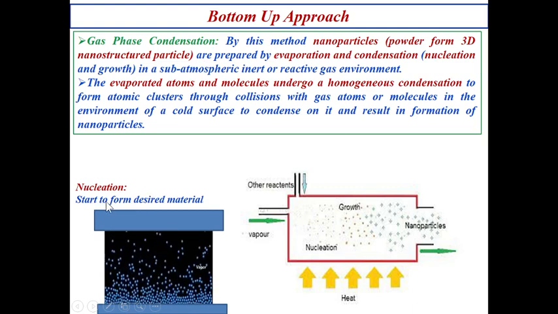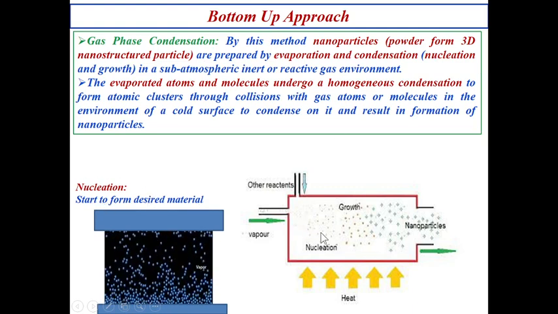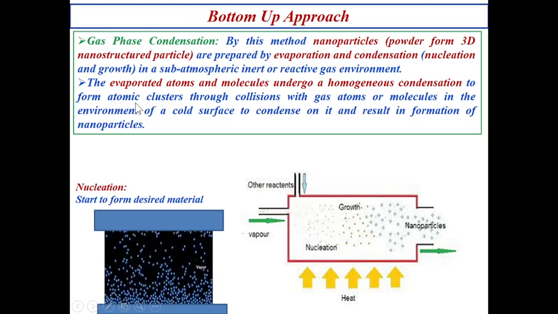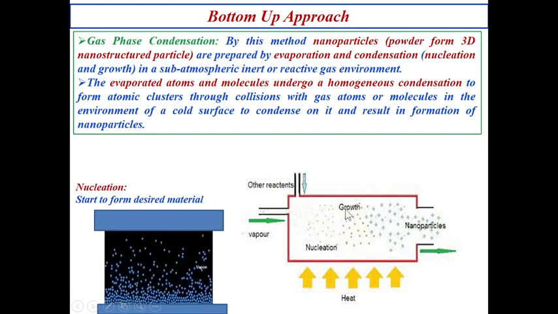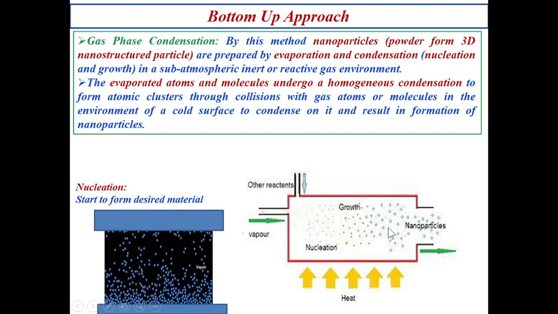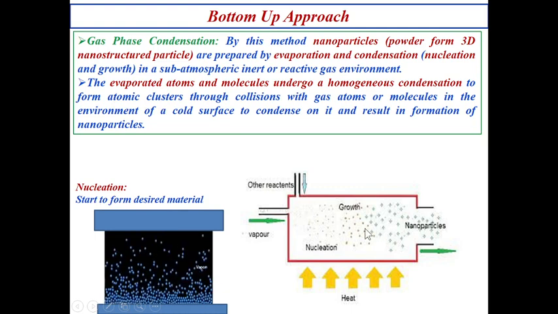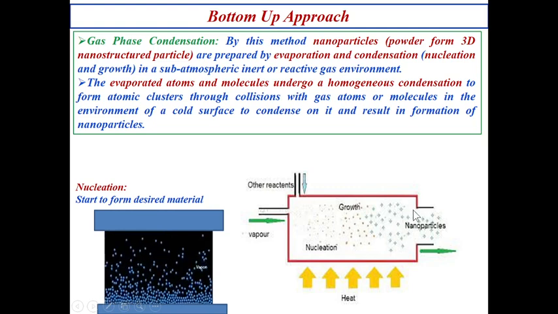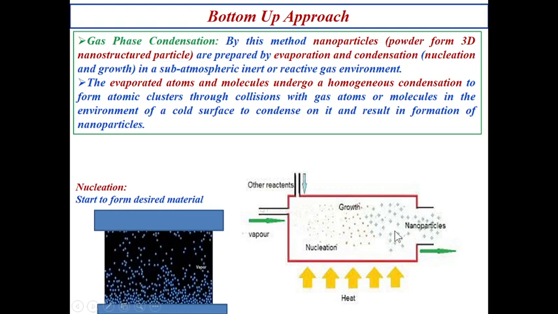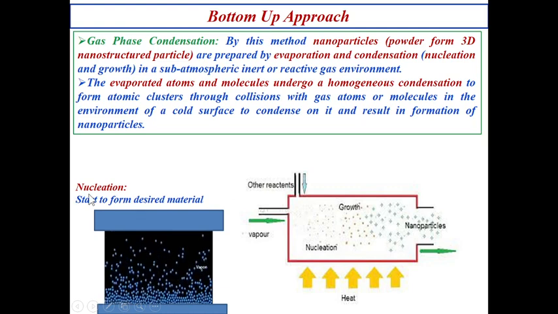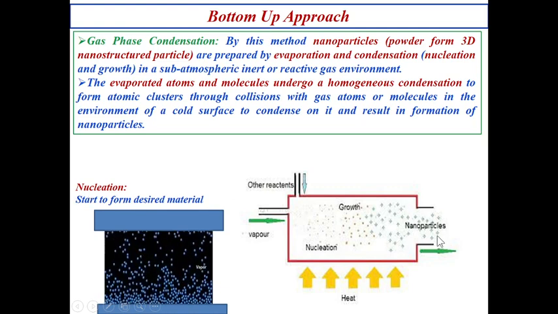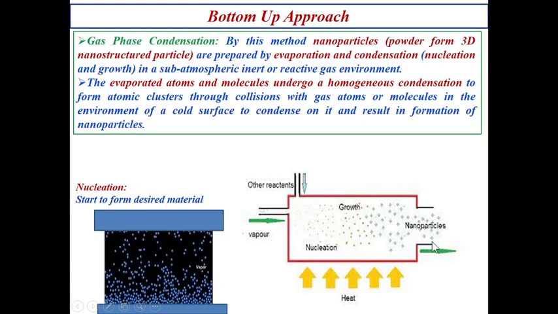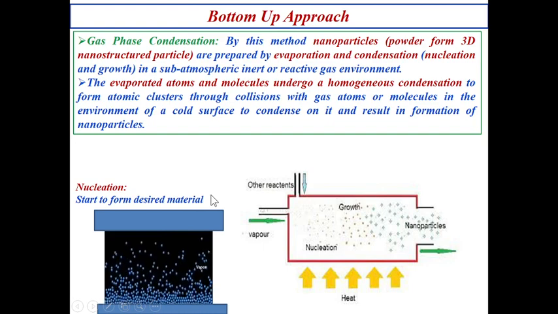Here, one word: nucleation. Nucleation means the start of forming the desired material. When the material has been evaporated, after evaporation they form atomic clusters. When they form atomic clusters, the nucleation starts, which means at the time of atomic clusters the desired material formation starts. Desired material formation starts means the so-called nanoparticle of a particular material starts to form. That is called nucleation. So after full condensation, the nanoparticles are collected outside of this chamber. So this is all about gas phase condensation.